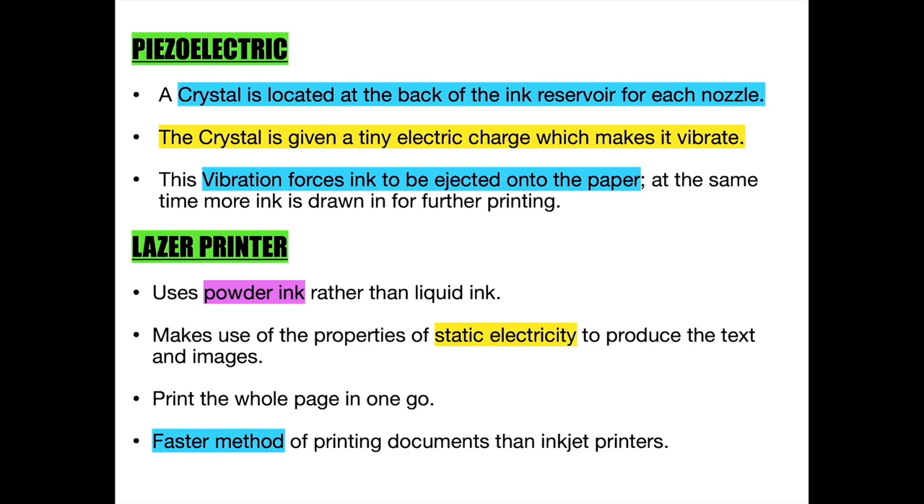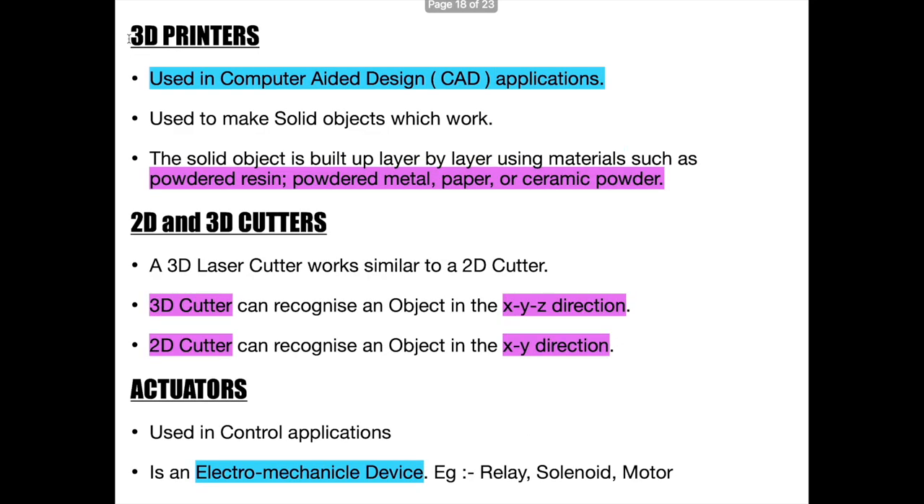Now let us go through 3D printers. A 3D printer is used to make solid physical objects that work. These solid objects are made with the use of computer-aided design applications. The solid object is built up layer by layer using materials such as powdered resin, powdered metal, paper, or ceramic powder. All these points give us a thorough explanation of the 3D printer.